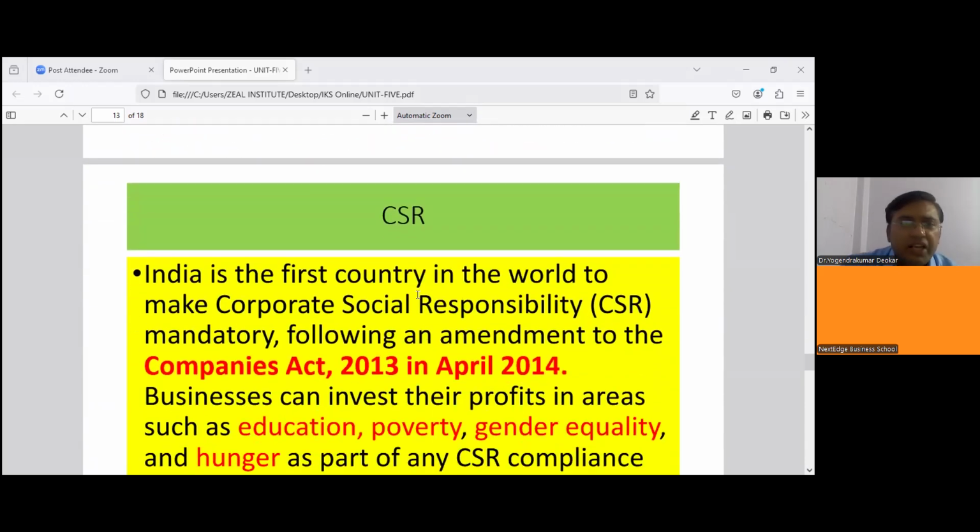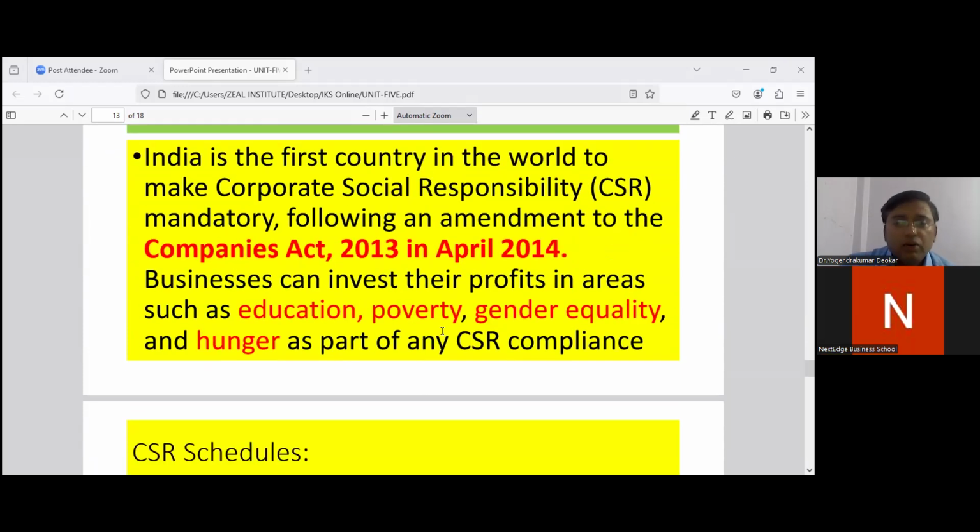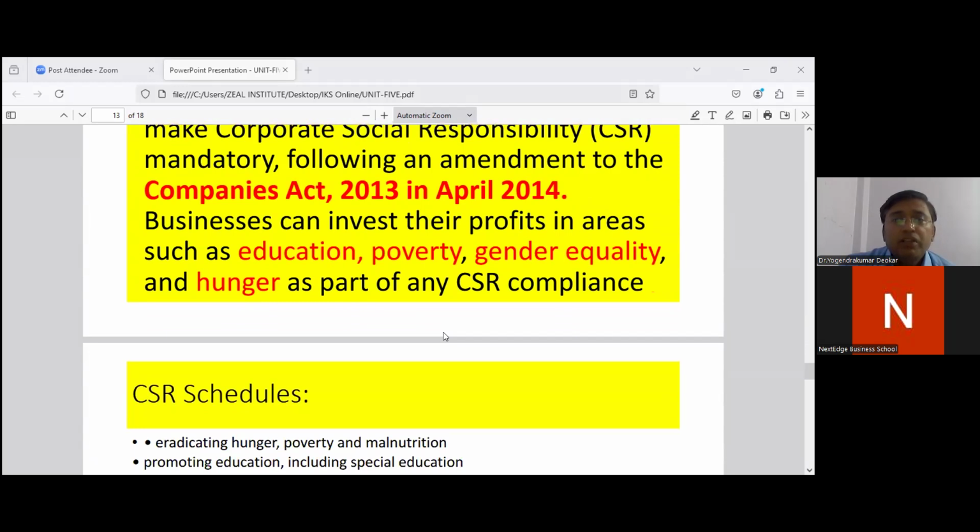Finally, CSR, corporate social responsibility. As a student of management, you should know that India is the first country in the world to make CSR mandatory, under the Companies Act amendment in April 2014. Businesses can invest their profit in areas such as education. CSR funds can be used for education, poverty, gender equality, and hunger as part of social compliance.